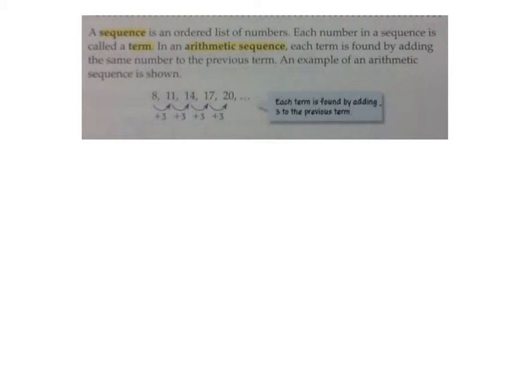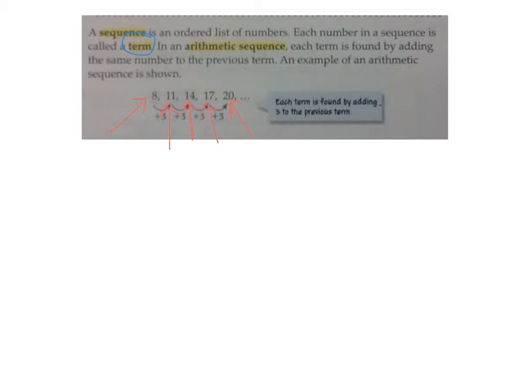Okay, so let's do some basic vocabulary here. As I said before, a sequence is an ordered list of numbers, and each number in the sequence is called a term. So that's a word that you want to become comfortable with. The numbers 8, 11, 14, 17, and 20 in this particular sequence, these are all terms.